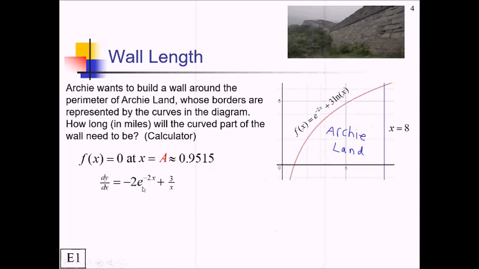So now that I have that, I'm going to have the integral for my length, the integral from a to 8, and I'm going to need the square root of 1 plus this dy over dx that I just found squared, all with a dx here. Let me do that on the calculator.